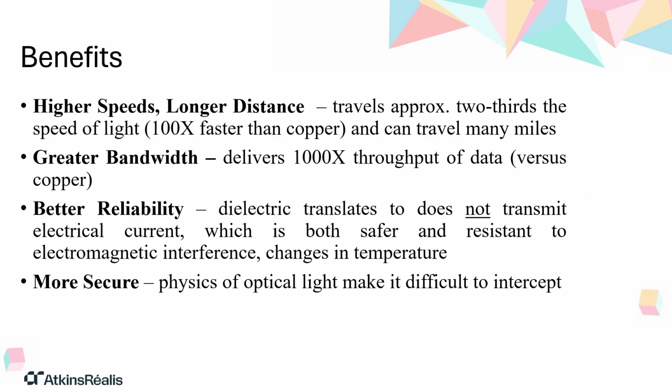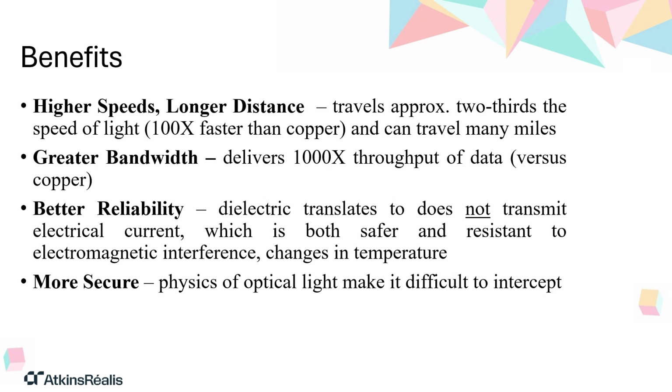The implementation of fiber optic communications enables high-speed data exchanges and roadside applications. And with the number of benefits provided by fiber optics, it makes it a really attractive choice. Fiber optics provides higher speeds and longer distance. Fiber can travel approximately 2/3 the speed of light, which is approximately 100 times faster than copper communications. And that data can be routed many miles from point A to point B, which is a major upgrade over traditional copper communications.